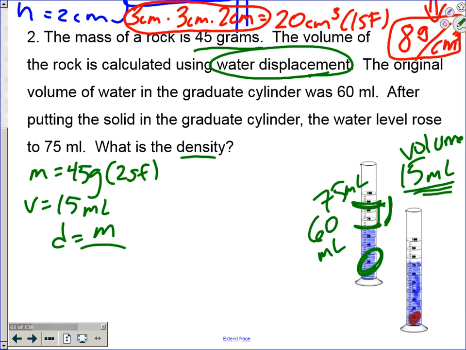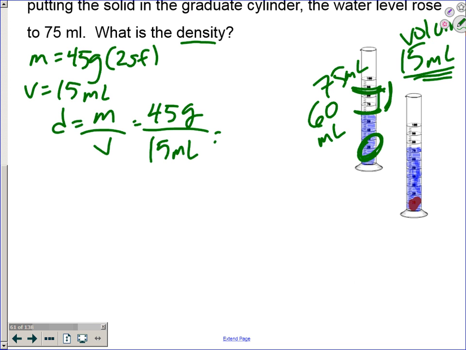Okay, so density is still mass divided by volume. Once we get mass, once we get volume, we simply divide. And then 45 grams divided by 15 milliliters. You can do that in your head. What's 45 divided by 15? 3. Okay, good. So I'm going to write 3 because we just calculated it. We got 3 when you put grams per milliliter.